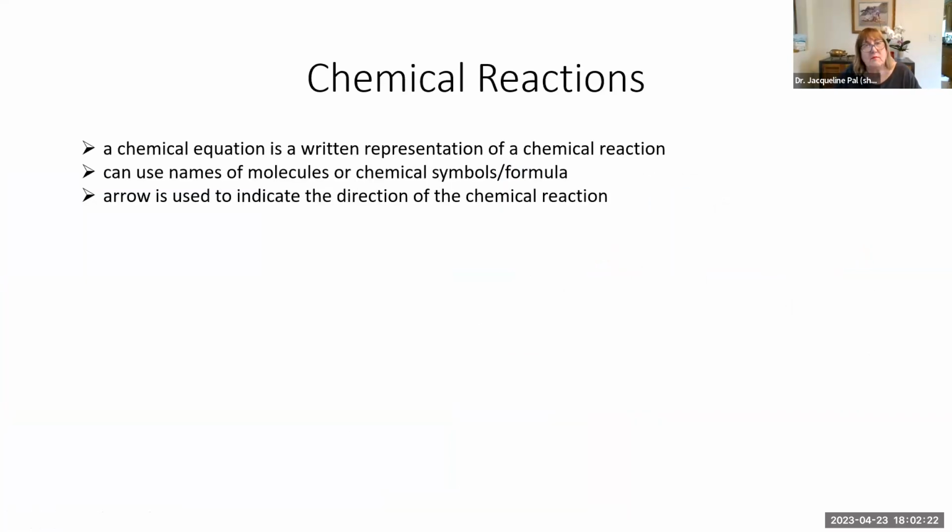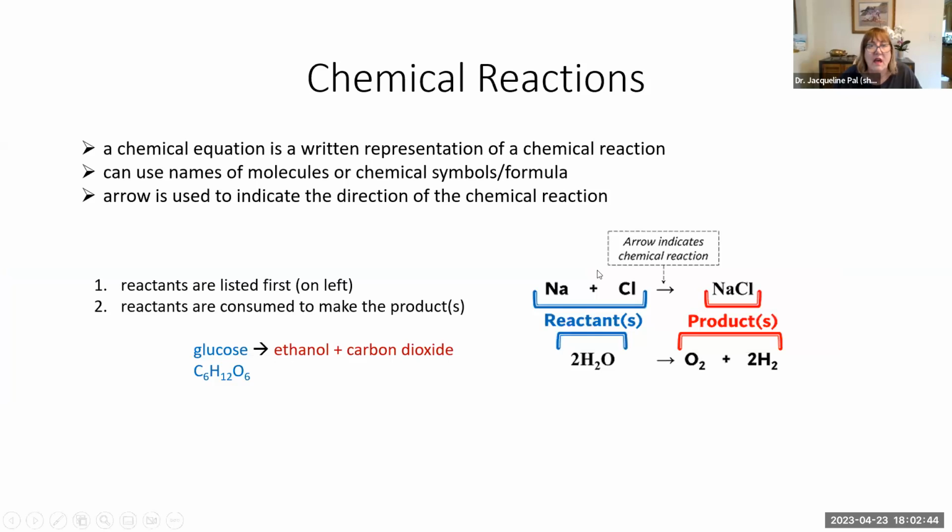So let's talk about some chemical reactions. So chemical reactions are an equation. Okay, and we can write it in the chemical symbols, or we can write the names of the molecules. So we can do hydrogen plus 2 oxygens, or we can do 2 hydrogens plus 1 oxygen gives us water, or we can write 2H plus an oxygen gives us water. And so we put an arrow to indicate the direction of the chemical reaction.